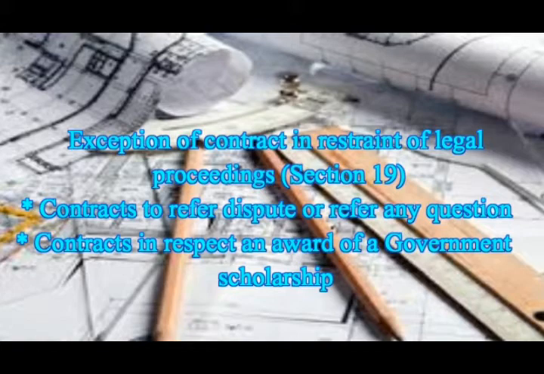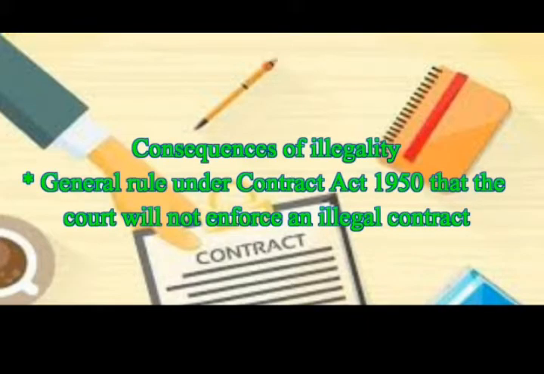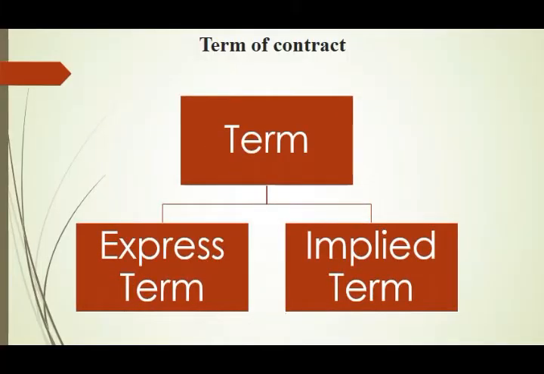Regarding Section 29, the exceptions to a contract in restraint of legal proceeding are: the first, contract to refer dispute or refer any question. The second is contracts in respect of an award of a government scholarship. For the consequence of illegality, the general rule under the Contract Act 1950 is that the court will not enforce an illegal contract.